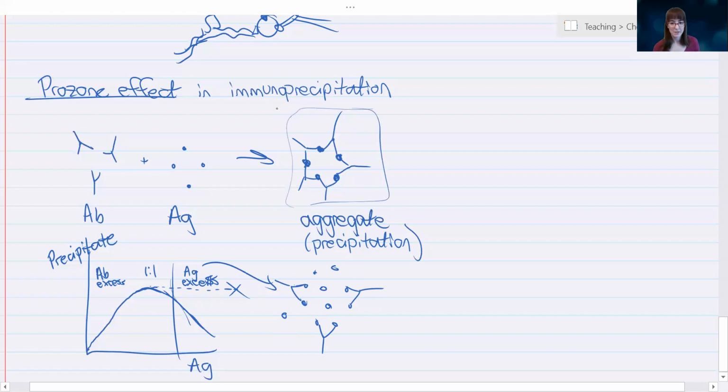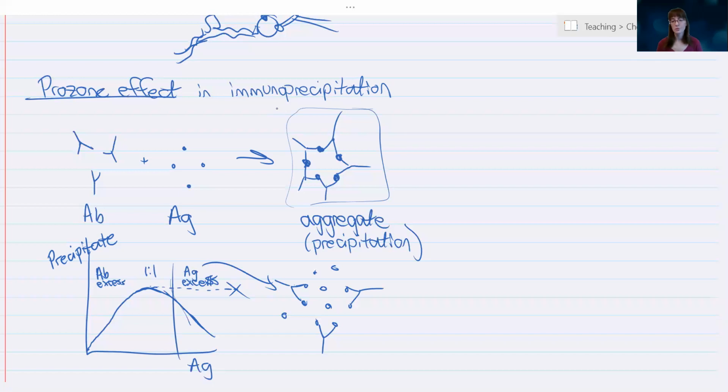Okay, so you can actually overly saturate the antibody binding site so that there's no statistical probability that you can form this big aggregate. Okay, so that's called the prozone effect, where there's sort of this sweet spot in terms of the ratio of antibody to antigen.